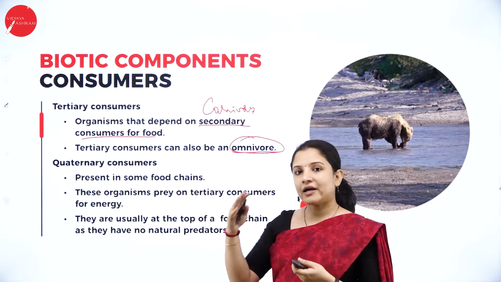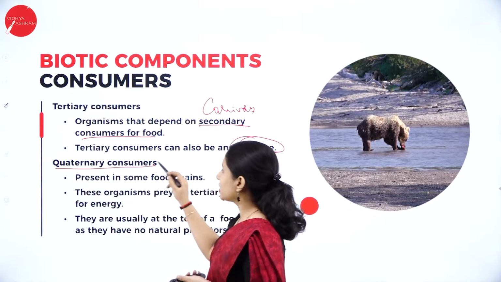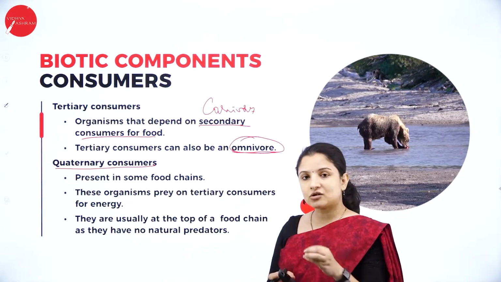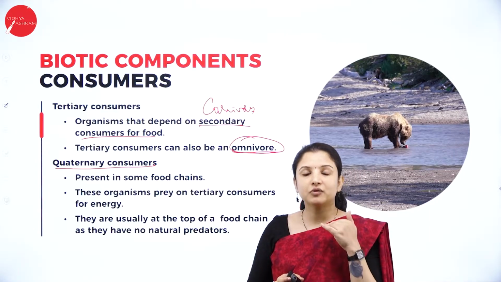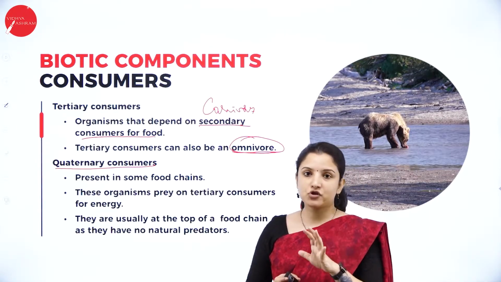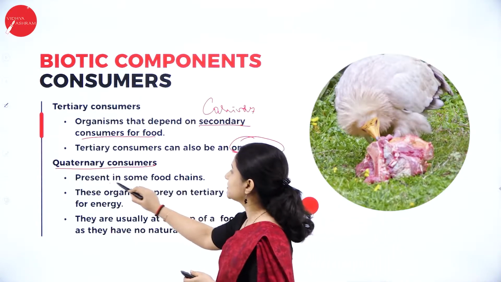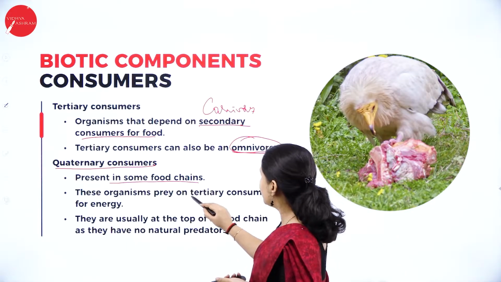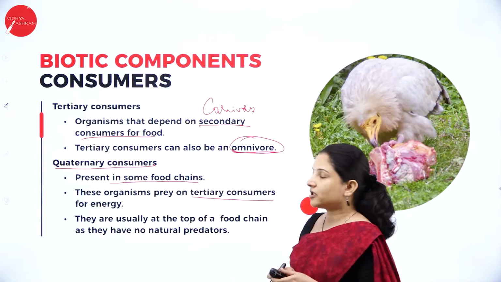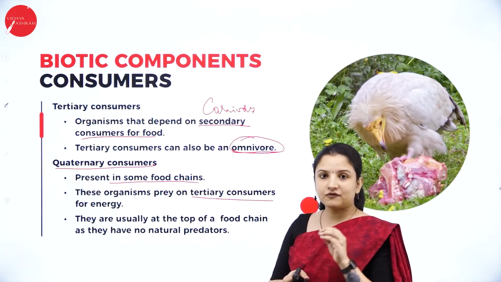Next, again, a higher level, it can increase. That is quaternary consumers. It is not necessary that these quaternary consumers will be present in all the food chains. Only in some of the food chains will they be present. These organisms feed on tertiary consumers for energy. That is, they feed only on the omnivorous for energy.